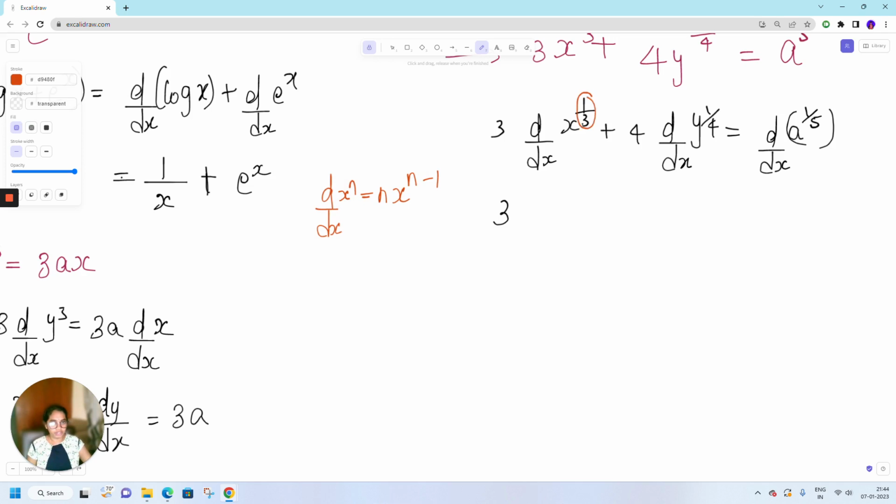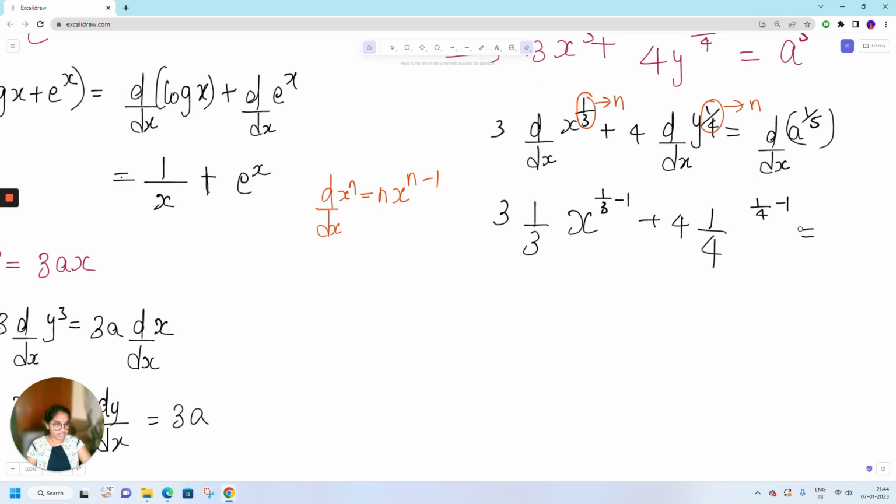So in place of n, I have 1/3 here. Here I have 1/4. So I would have to write it as 1/3 x to the power 1/3 minus 1, plus 4 into 1/4 y to the power 1/4 minus 1, is equal to 0. Yes, this is y, right? This would be y raised to the power 1/4 minus 1. Since we are differentiating y, I would have to write one more extra term, that is dy/dx. This is equal to 0.